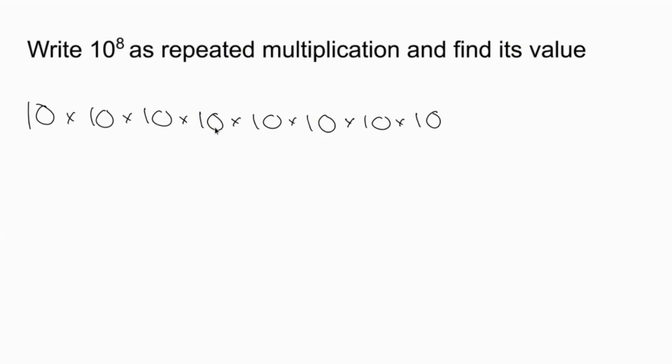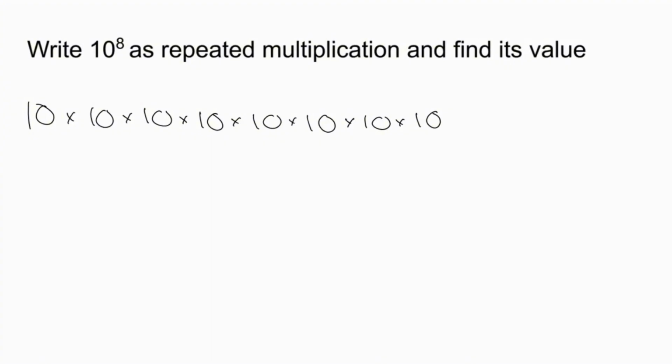Write 10 to the 8th power as repeated multiplication and find its value. Whenever you have a base being raised to an exponent, you multiply that base to itself this many times. So we're going to multiply 10 to itself 8 times. So 10 times 10 times 10 times 10 times 10 times 10 times 10 times 10. 1, 2, 3, 4, 5, 6, 7, 8.